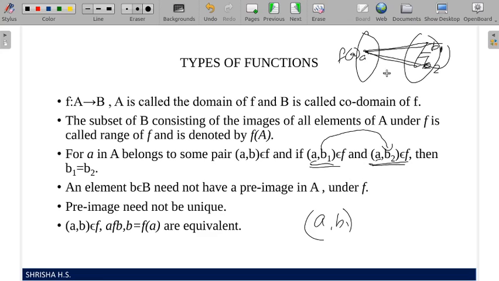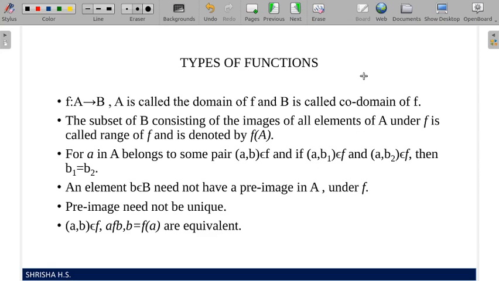Okay, so multiple images are not possible, two different images are not possible. That's why, while solving a problem, if we encounter a situation like a maps to b1 and a maps to b2, then b1 should be equal to b2. Because two images are not possible, b1 and b2 should be the same image.